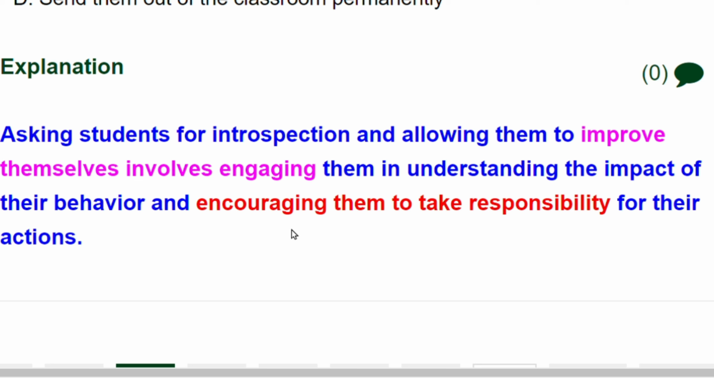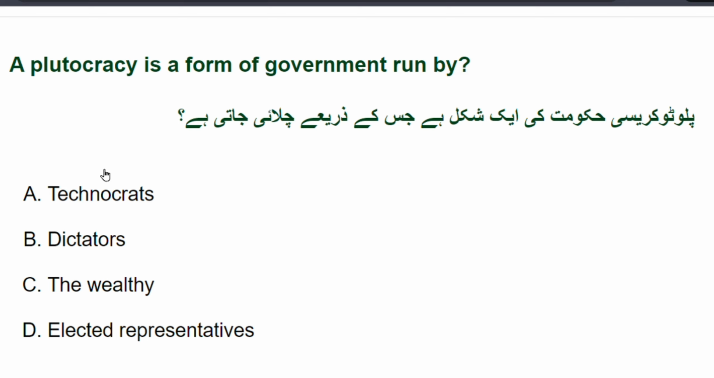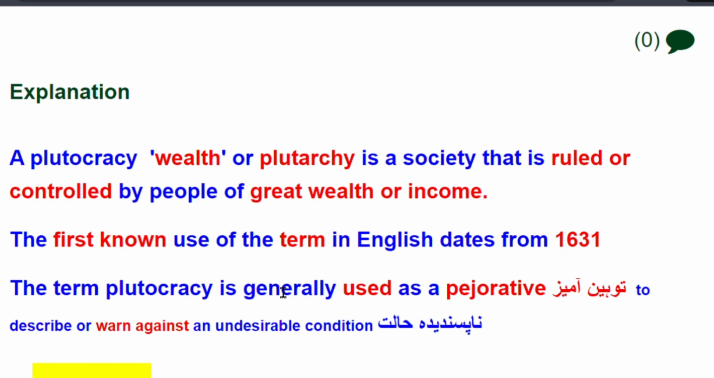A plutocracy is a form of government run by the wealthy. Explanation. A plutocracy, or wealth rule, is a society that is ruled or controlled by people of great wealth or income. The first known use of the term in English dates from 1631. The term plutocracy is generally used as a pejorative to describe or warn against an undesirable condition.